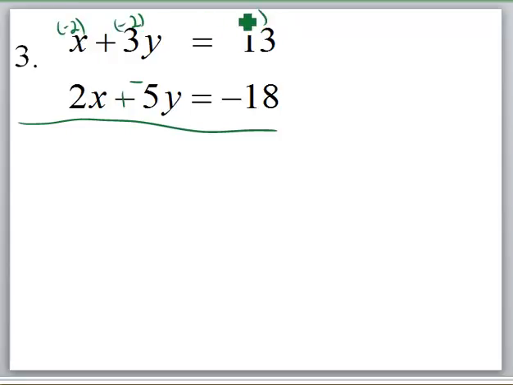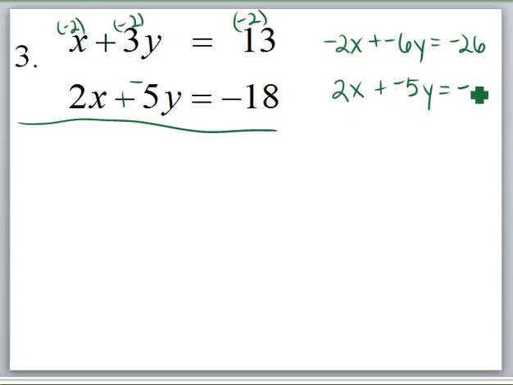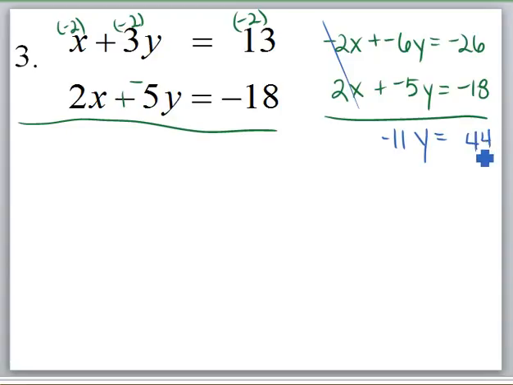And so when I multiply everything times -2, I get -2x plus -6y equals -26. And down below I'll have 2x plus -5y equals -18. I'm going to add my columns together, and I end up getting -11y equals -44. Divide by -11, y is 4.